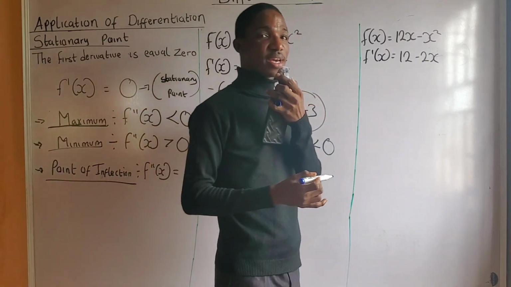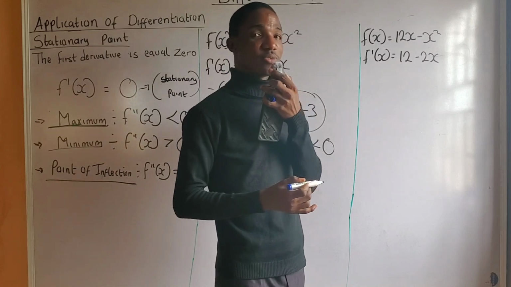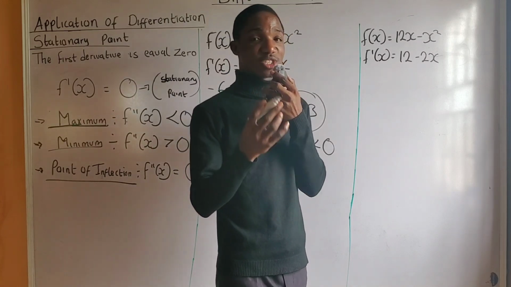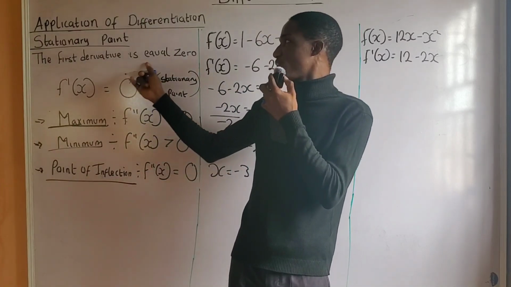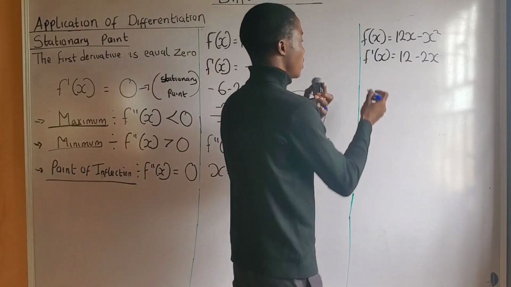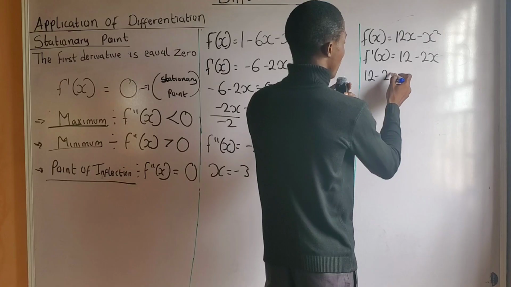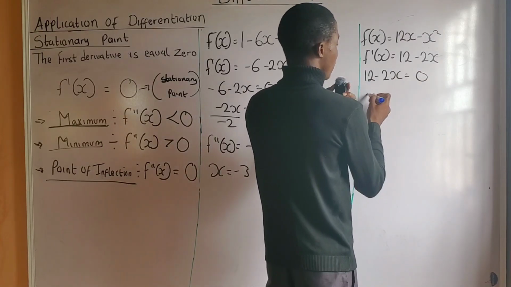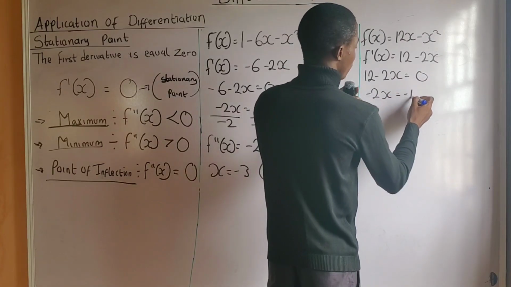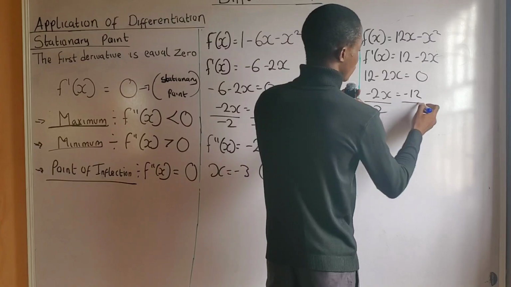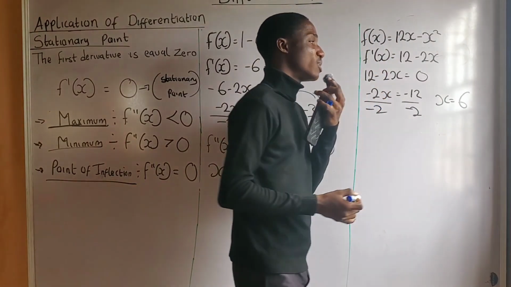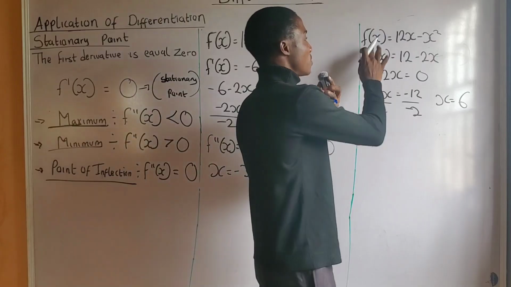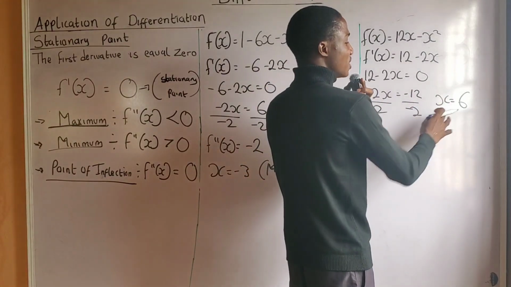To get the value of x, I'm going to set the first derivative equal to 0 because at a stationary point, the first derivative of the function is equal to 0. So I have 12 minus 2x equals 0. Minus 2x equals minus 12. Divided by negative 2, x equals what? 6, okay? Now, the stationary point of this curve is 6.